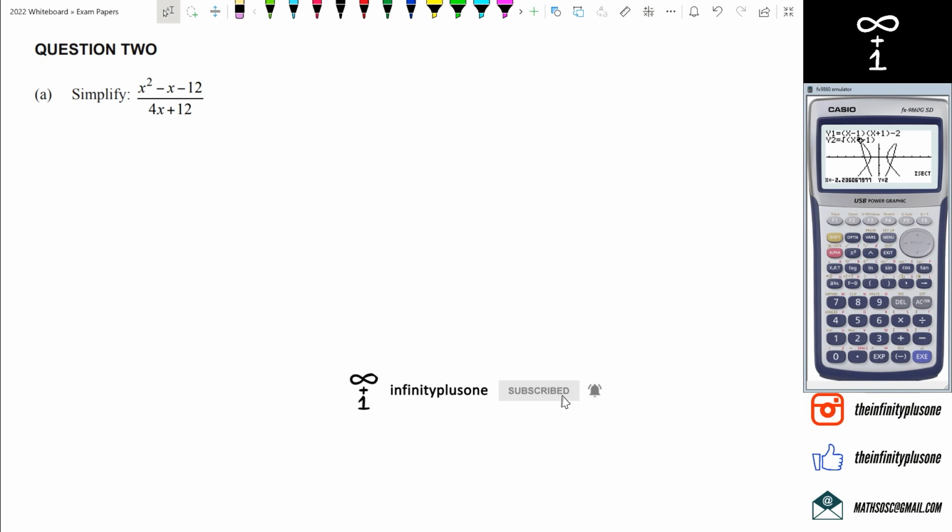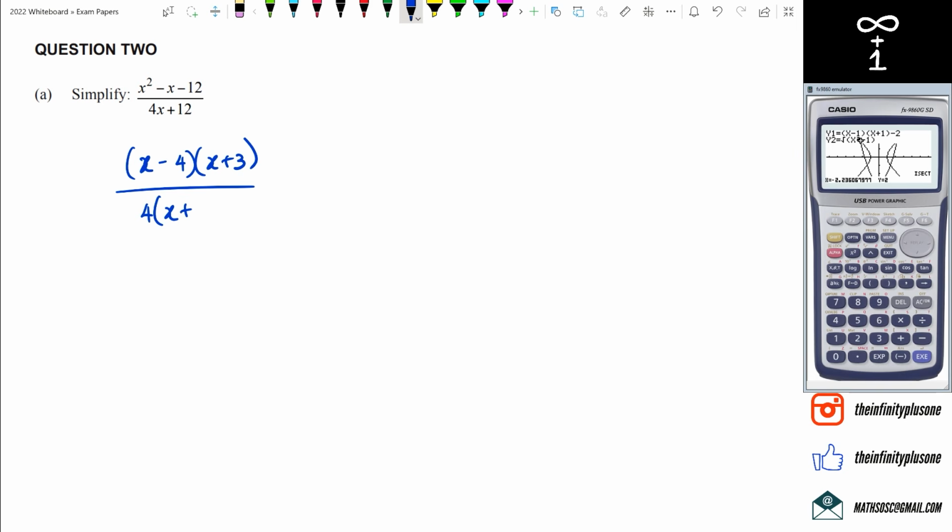Okay, so we go to question 2. What we've got here for question 2 is quite a nice factorizing question. So I'm going to factorize the numerator. I'm going to get x minus 4 and x plus 3 divided by 4x plus 3. And I got my 2 common factors. Let's get rid of it. And I've got x minus 4 over 4, which gets me a nice achieved question for this.